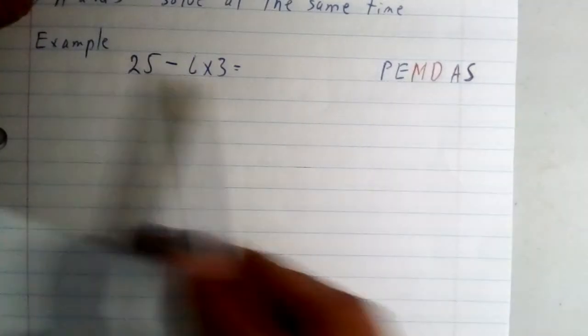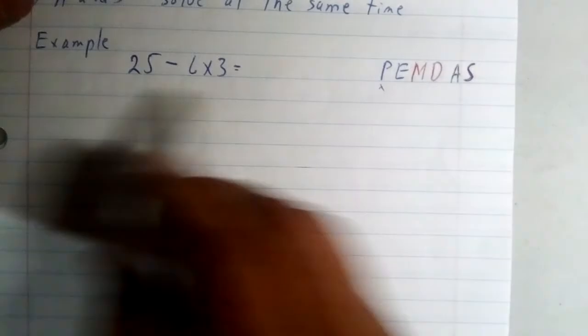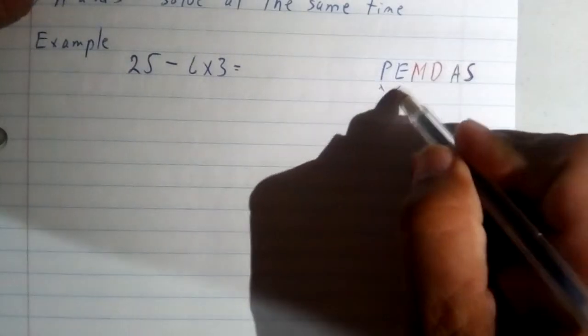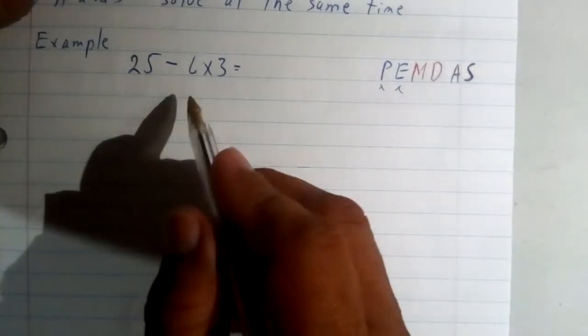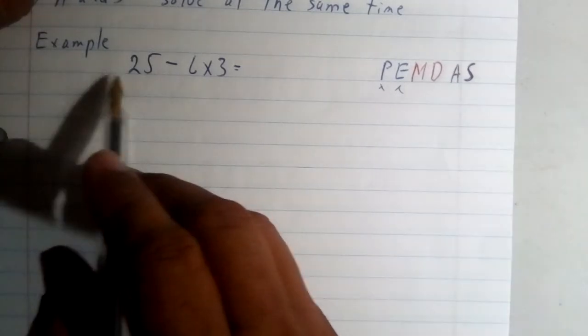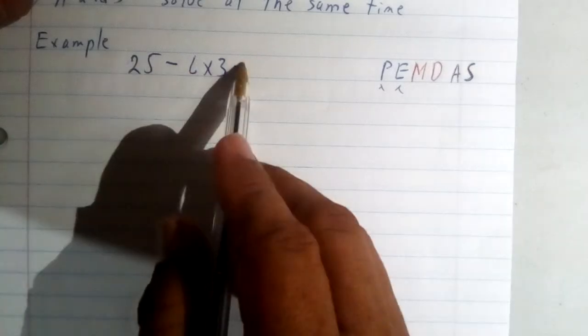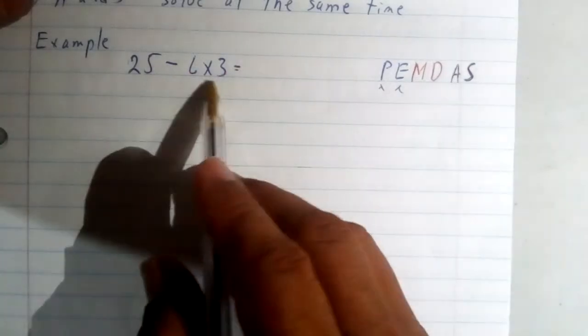Well, first of all, we look at the problem and we see, is there any parentheses here? No, so therefore this is out of the question. Any exponents? No, so this is out of the question. Multiplication and division? Oh yes, we do have multiplication. Now remember, we are going from left towards our right hand side. This is our left going towards right, so therefore we need to multiply first.